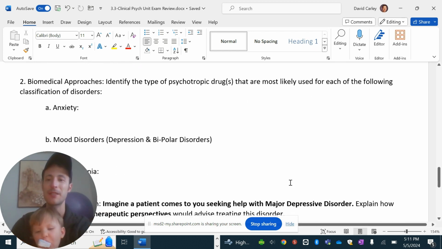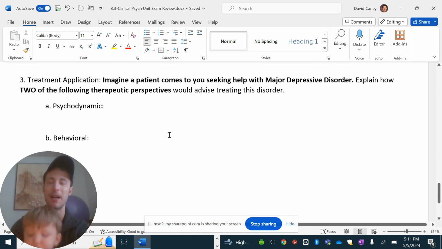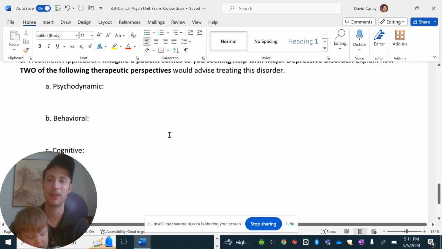We will talk about this part in class. We're just kind of thinking about how would we use these different approaches to deal with different issues.